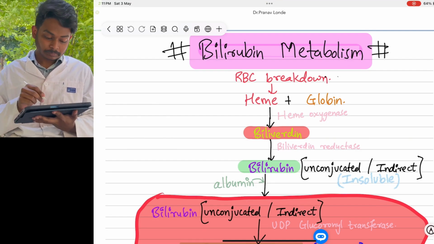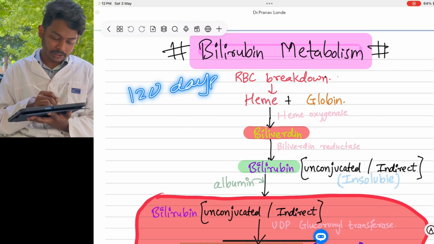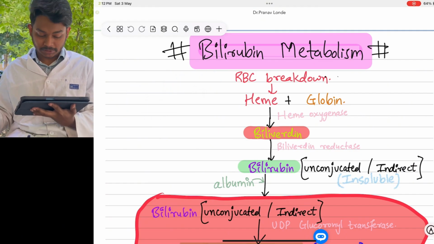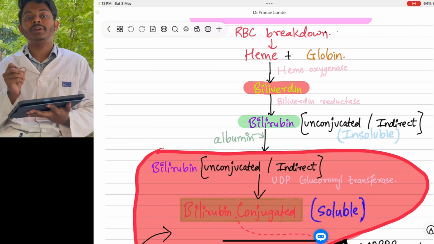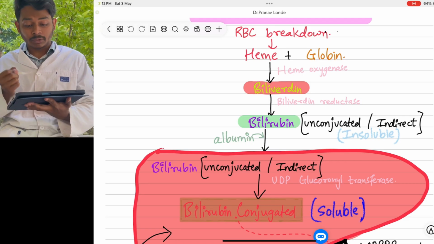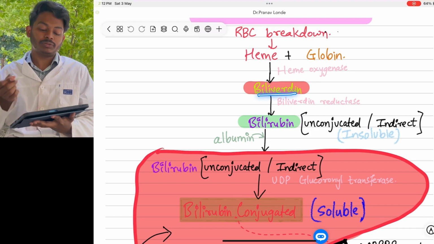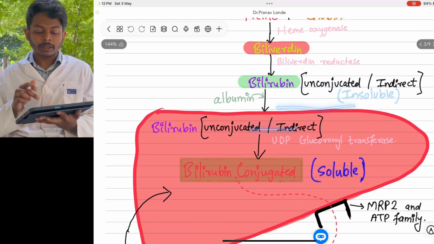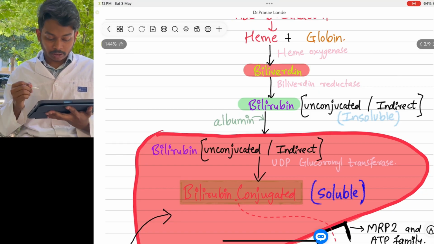As we know, the normal lifespan of RBC is 120 days, and after that it goes to the spleen, where the destruction of RBC happens. Then RBCs break down basically into heme as well as globin. Today we will discuss only heme, because heme is important for today's topic. Heme is converted into biliverdin in the presence of the enzyme heme oxygenase. This biliverdin is further reduced with the help of the enzyme biliverdin reductase into bilirubin.